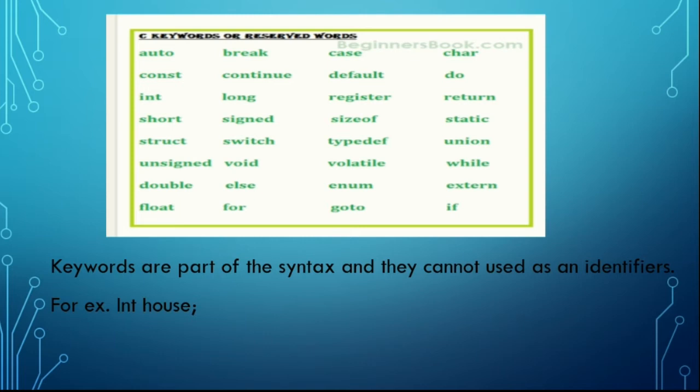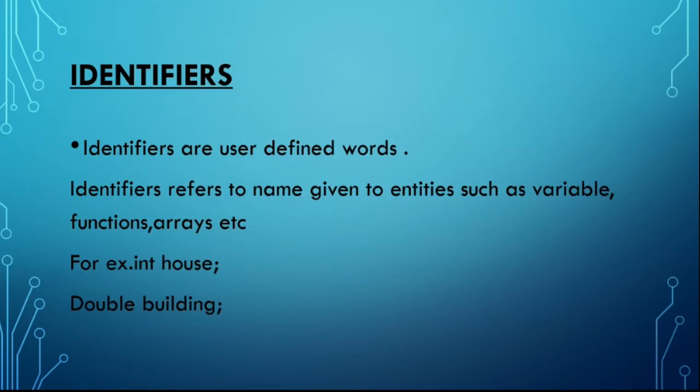Now we will study identifiers. Identifiers are user-defined words. Identifiers refer to the name given to entities such as variables, functions, arrays, etc. For example, int house; and double building;. Here, house and building are identifiers. Also remember, identifier names must be different from the keywords.